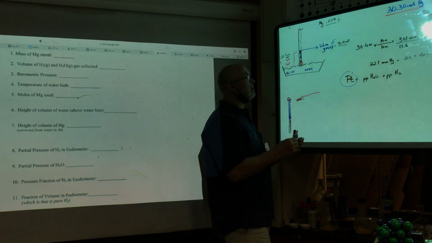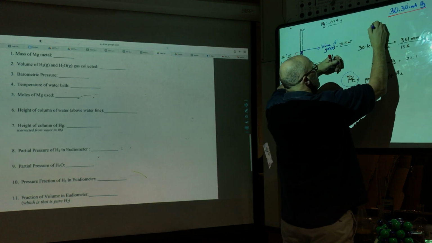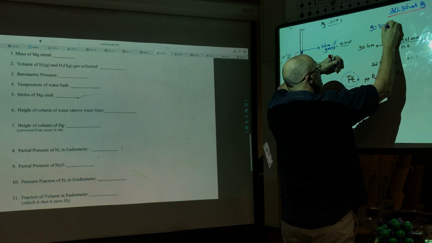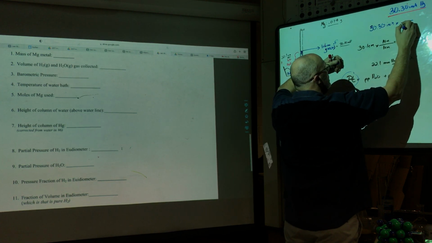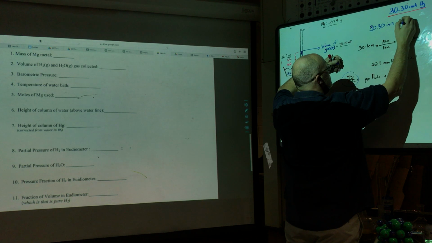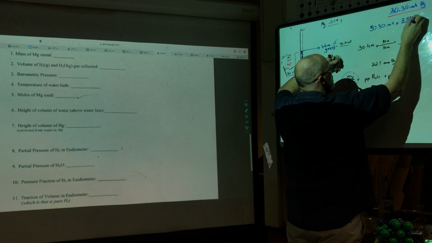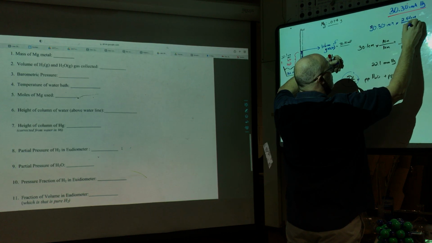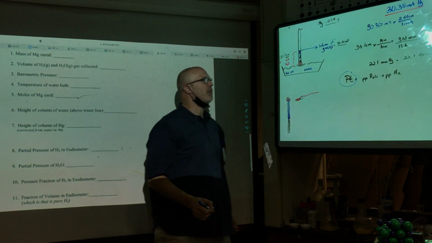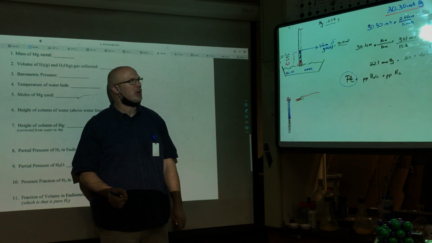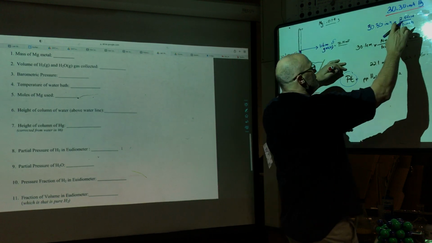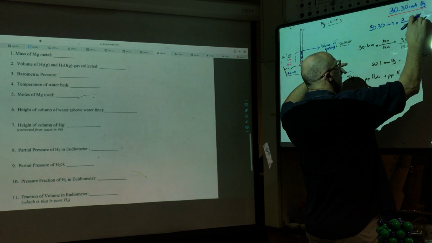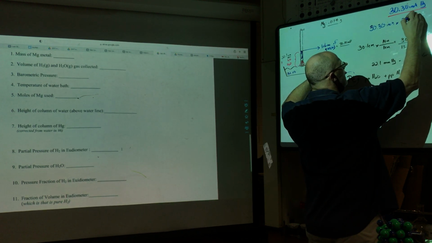So I'm going to take my 30.30 inches of mercury, and I know that there's 2.54 centimeters in 1 inch, but I can do this in one step. If it's 2.54 centimeters in 1 inch, isn't it 25.4 millimeters per inch? So I'm just going to make this one step, 25.4. And if you didn't know that conversion, I would give that to you.